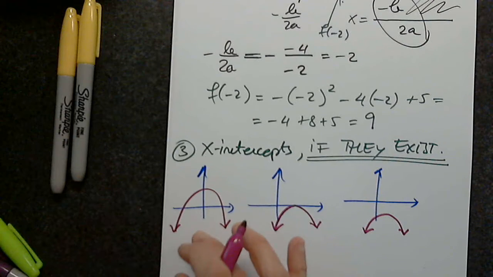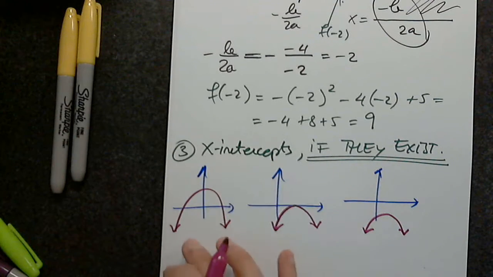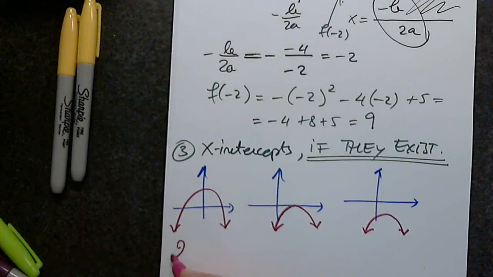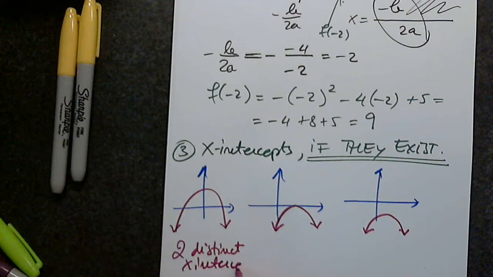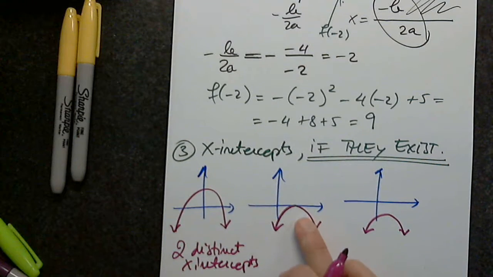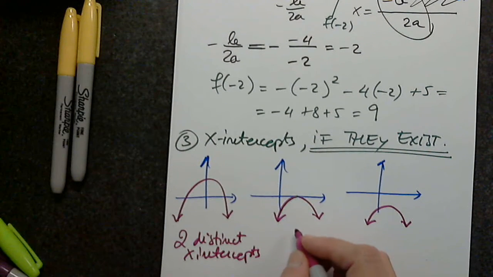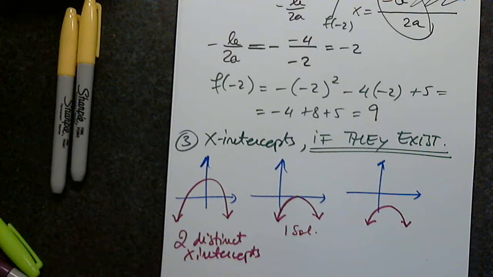How many x-intercepts will I find here? Distinct x-intercepts. How many will I find here? Yes, it's 2 solutions, still 2 because it's quadratic, but they are the same. So we say 1 solution. But we know we mean 2, but they are the same because it's quadratic. How many x-intercepts will I find here?